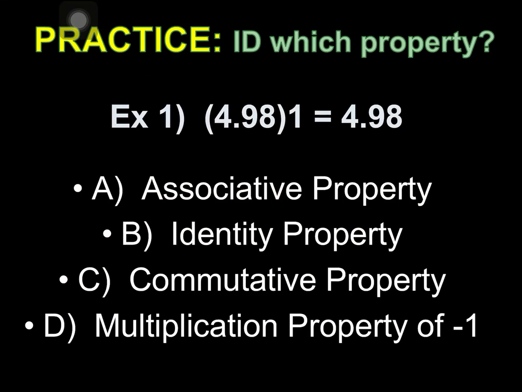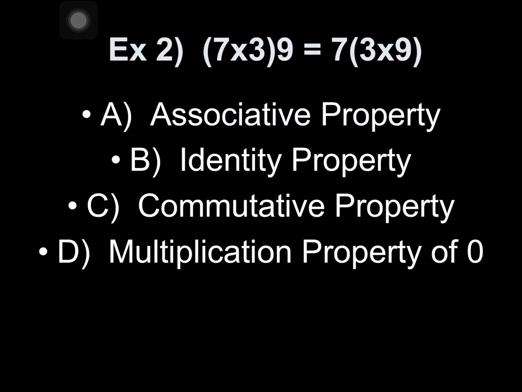And so now we're going to go through and look at our 4 examples. Which property do we see here? We have 4 and 98 hundredths times 1 equals 4 and 98 hundredths. In this case, anything times 1, you get the identical thing you start with. So this would be the identity property for multiplication, not for addition in this case.